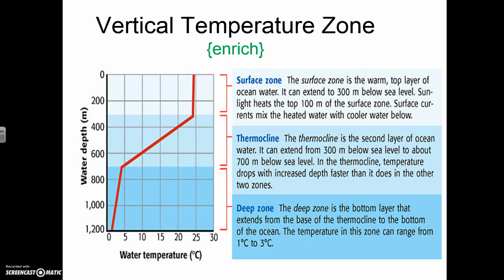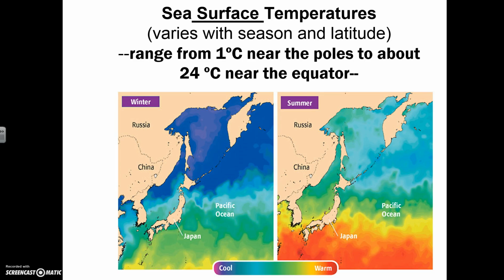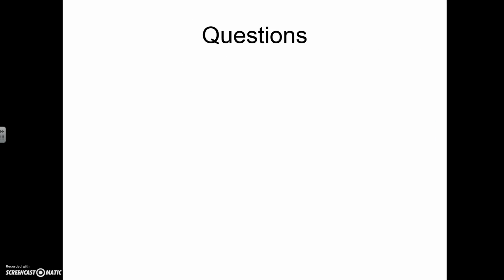So this is the temperature zone, so we're almost done with our notes. What this is telling you is that as you get deeper and deeper with the water, the cooler it's going to get. So it's actually going to decrease. Sea surface temperatures, of course, vary with the season. So if it's winter outside, the water is going to be colder. If it's summer, it's going to be warmer. And if you get closer to the equator, it's going to get warmer because it's more direct sunlight, so it makes it a lot warmer. The water ranges from 1 degree Celsius to 24 degrees Celsius, depending on where you are.